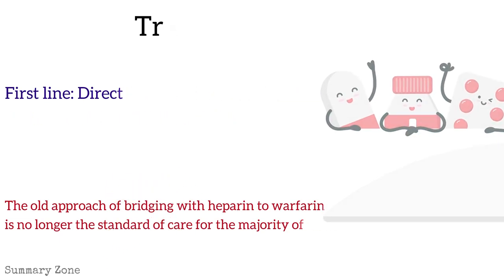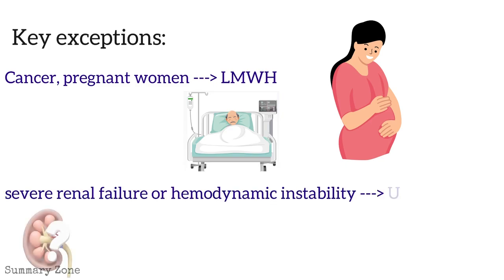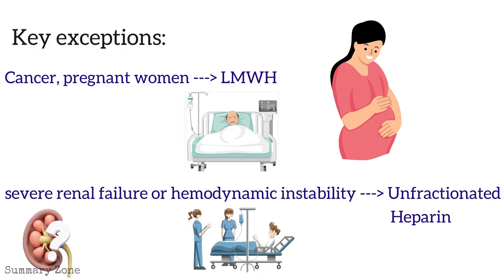Key exceptions. In patients with cancer or who are pregnant, injectable low molecular weight heparin, LMWH, is the preferred agent. For patients with severe renal failure or hemodynamic instability, unfractionated heparin is used.